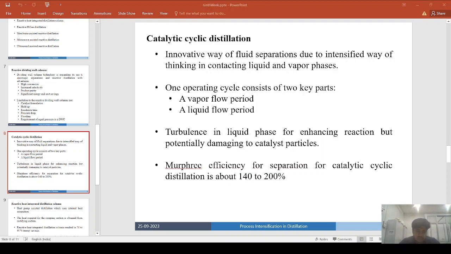Adding a catalyst on the trays leads to catalytic cyclic distillation, a novel process intensification approach in reactive separation. Here your trays will have catalyst, and the entire tower will be operated in a cyclic mode with periodic operation.